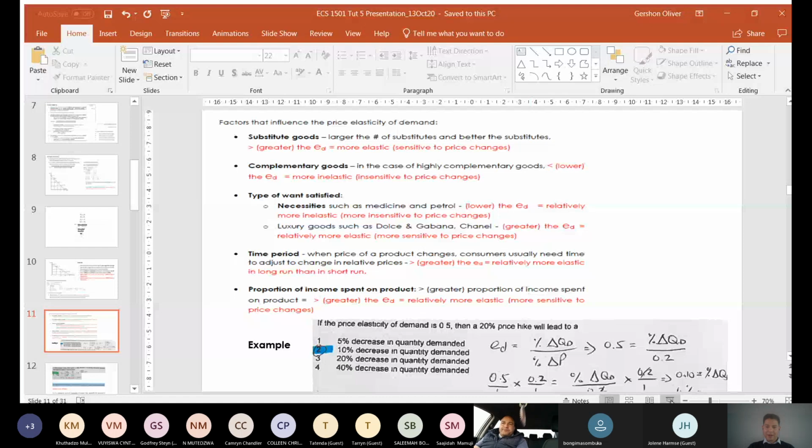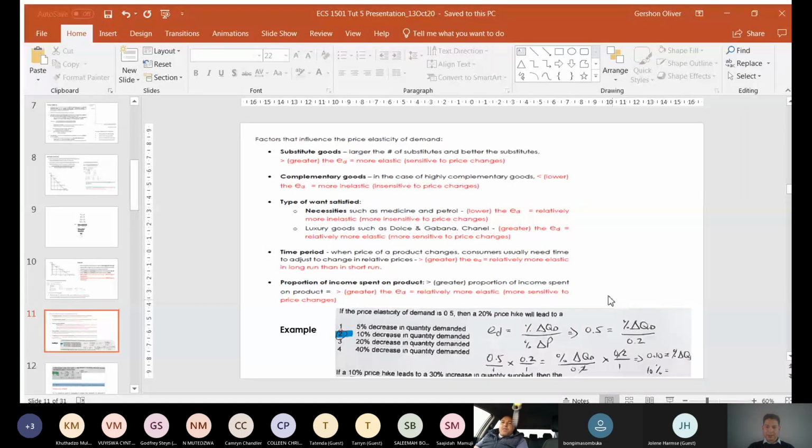So here are the factors that influence the price elasticity of demand. These are just key things for you to note, and it will make a little bit more sense. I'm going to go through them very quickly, and at the bottom over here there is an example that we're going to work at. In the case of substitute goods, the larger the number of substitutes and the better the substitute, the greater the price elasticity. In other words, more elastic, more sensitive to price. Instead of 4, it's maybe going to be 6 or 8 as an example.